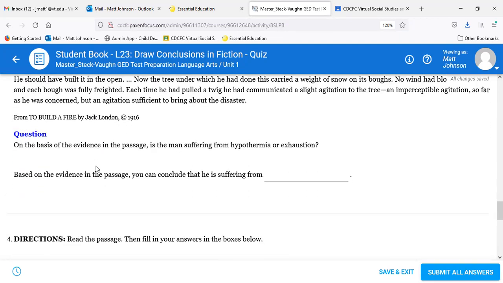Number 3 then, based on the evidence in the passage, you can conclude that he is suffering from hypothermia. Hypothermia, yeah, which is the condition when you're freezing. It's basically the scientific word for freezing to death, right? Yeah.